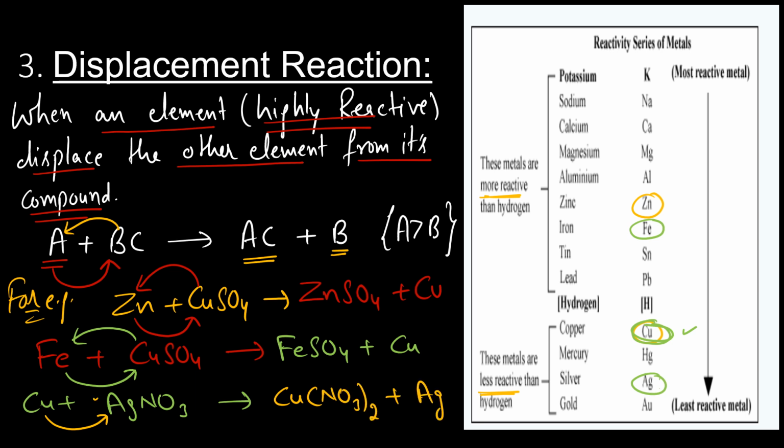Just to balance it, I have to write 2 here. So this is the way we are going to use this reactivity series to find out which chemical reaction would work and which would not. Now let's go to the next type.